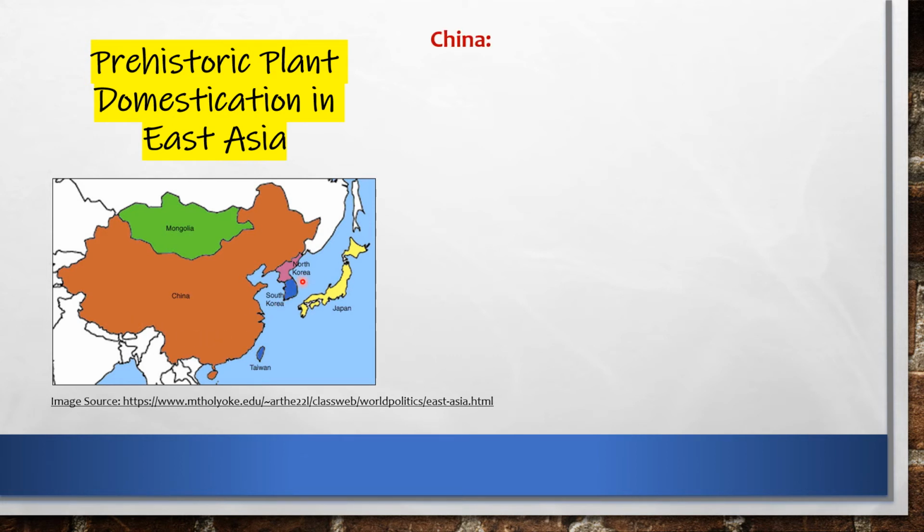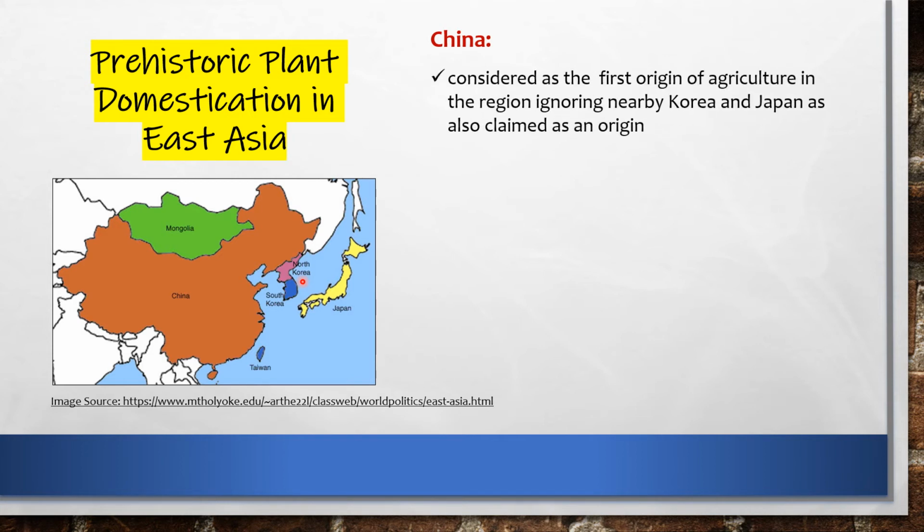Now, si China, kasi itong napakalaking si China, it is considered as the first origin daw of agriculture in the region, sa Far East Asia. Okay? It is East Asia. Tayo, Southeast Asia ang Pilipinas, nandito sa South part dito. And we do not belong to them kasi they are Far East Asia. Yung mga yellow race. So, China daw is considered as the first origin of agriculture in this Far East Asia, ignoring yung nearby Korea and Japan.